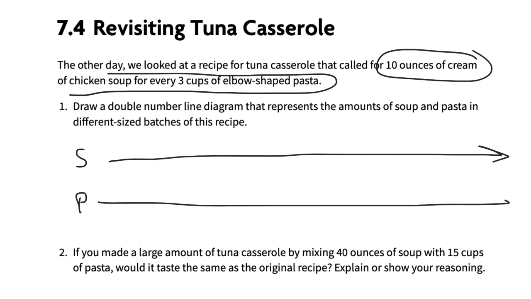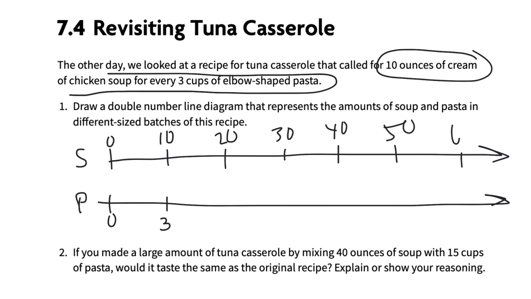And I'm going to draw my double number lines. I'm going to start them both off at 0. And our initial entry is that ratio that they just gave us, which is 10 ounces of soup for 3 cups of pasta. So there's our initial ratio. And so we know that we could just keep going. So if this is 20, this is 30, this is 40, this is 50. I'm trying to make them equally spaced out.